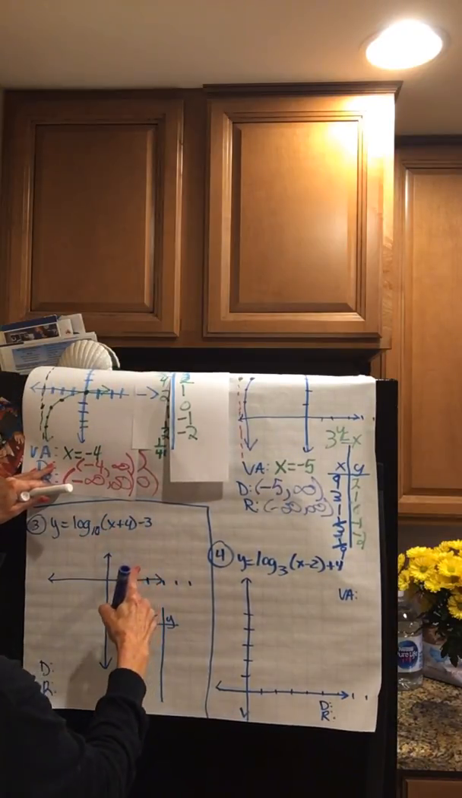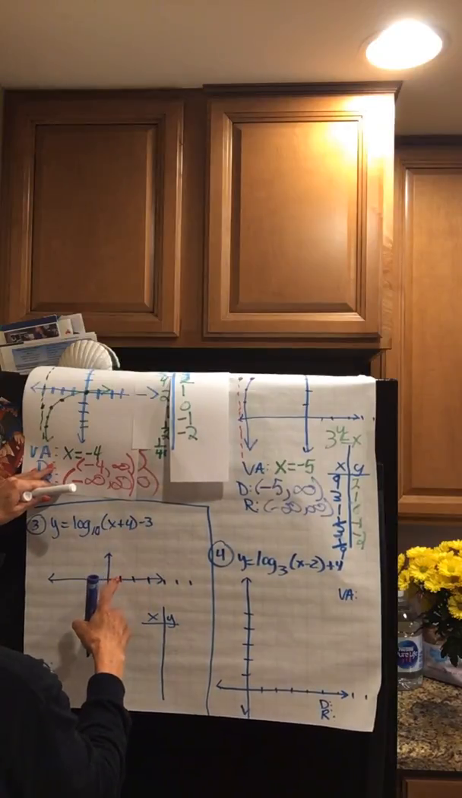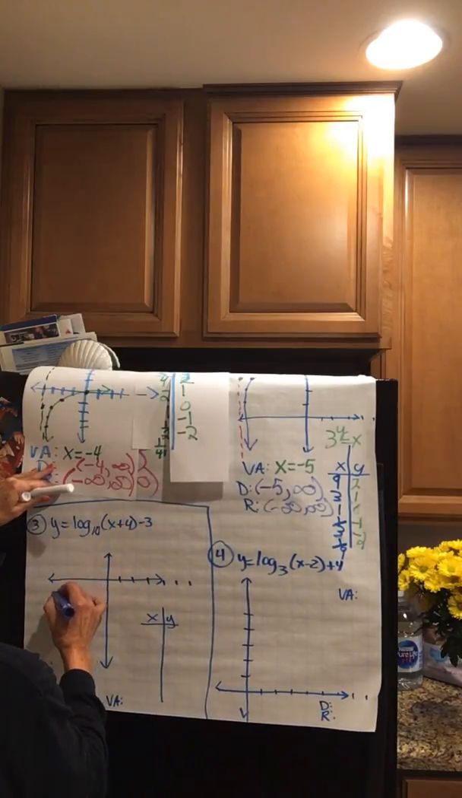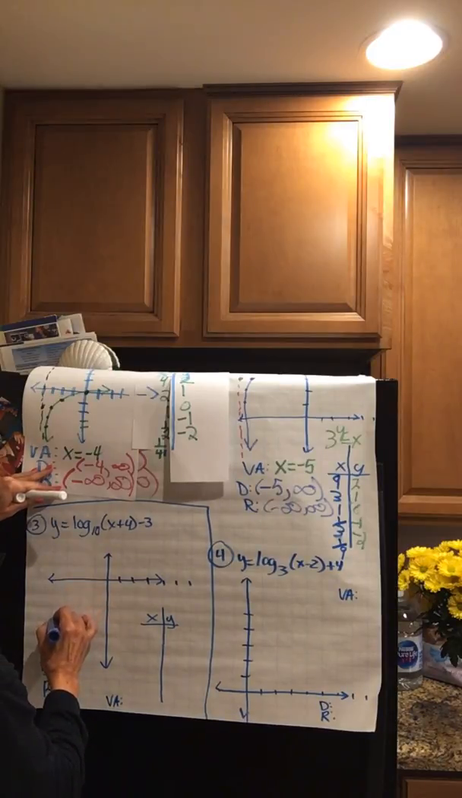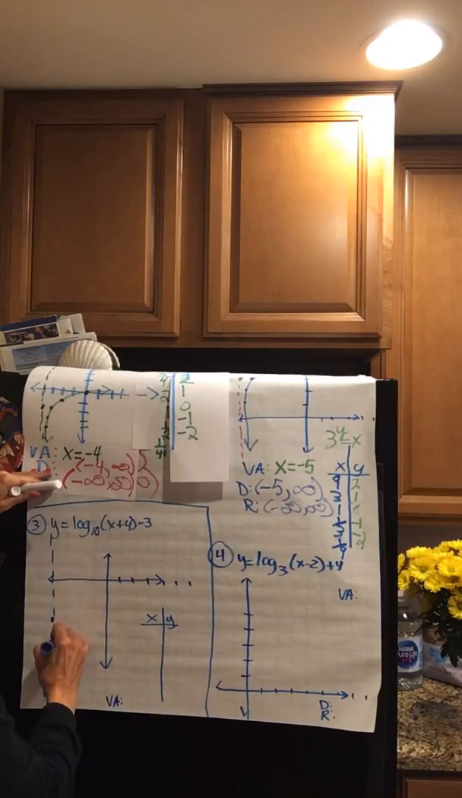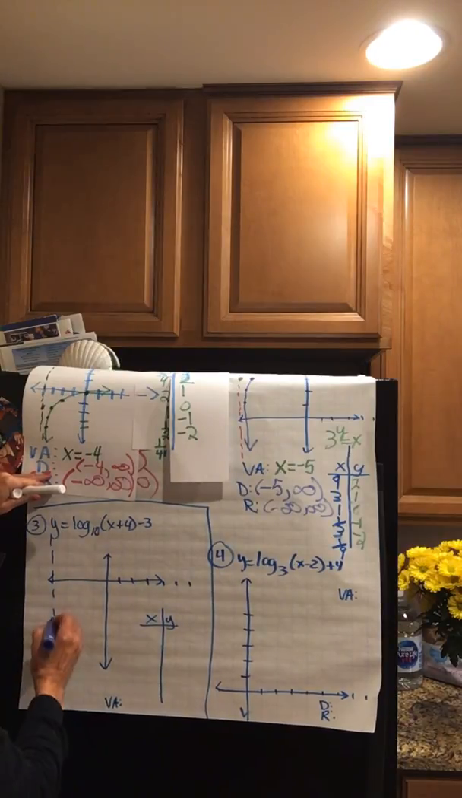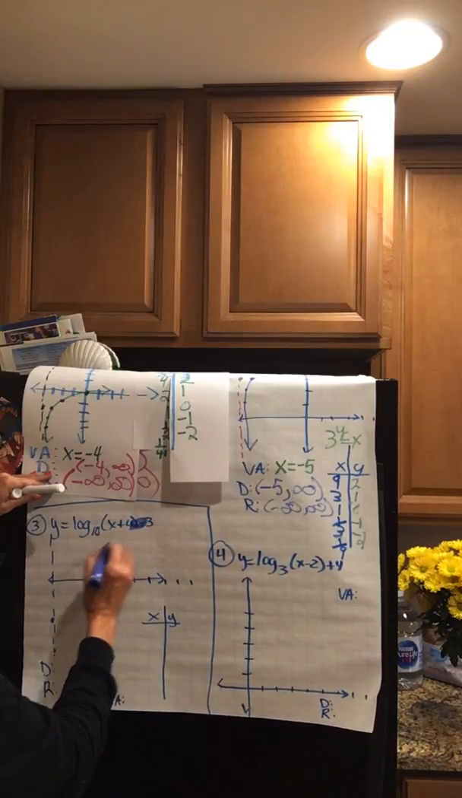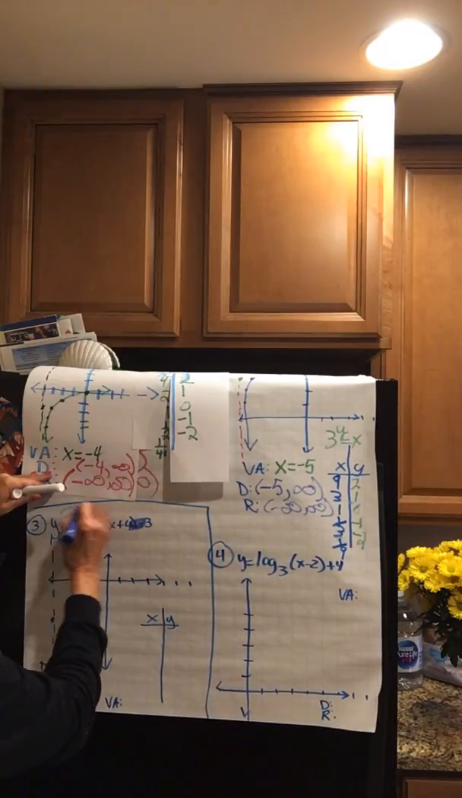I'm going to do my shifts, which would be left 4, down 3. 1, 2, 3, 4, down 3, 1, 2, 3. I think that's 3. Make my vertical asymptote. Okay, this is where I'm going to start.